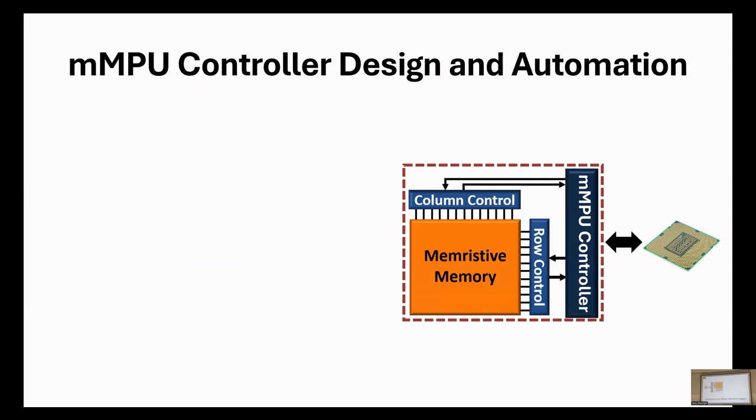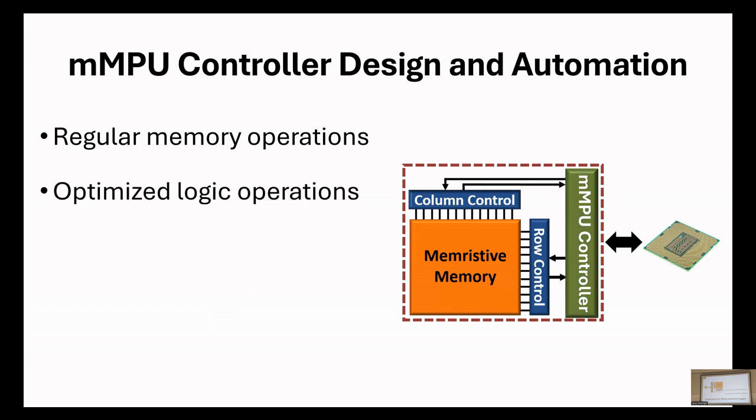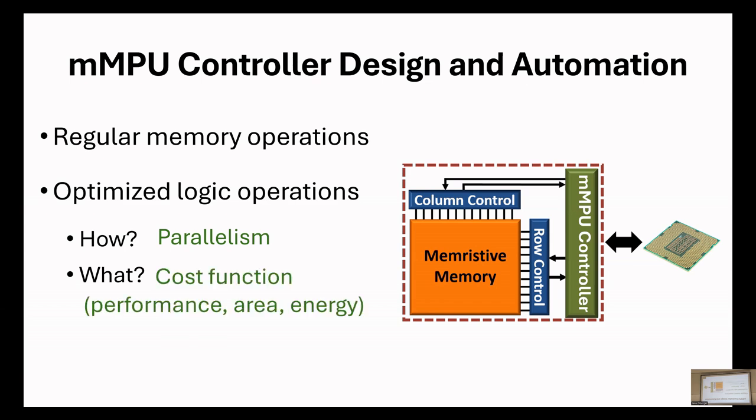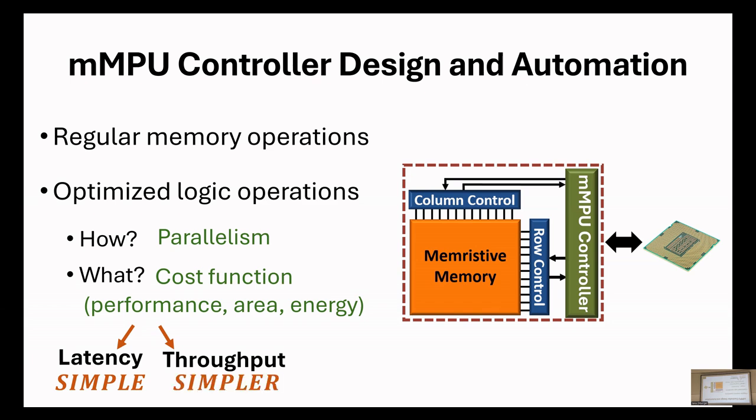What does this controller need to do? First, it needs to control regular memory operations, and also to perform or control optimized logic operations. And how are we going to optimize it? By using parallelism. And what are we going to optimize? We're going to optimize the performance, area, or energy. And the performance is both in terms of latency and throughput, where latency is the simple work and throughput is the simpler work.